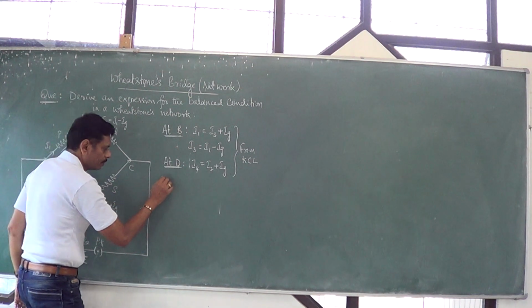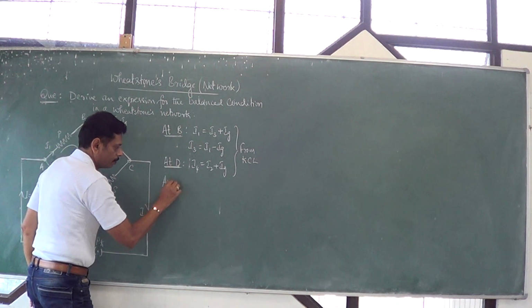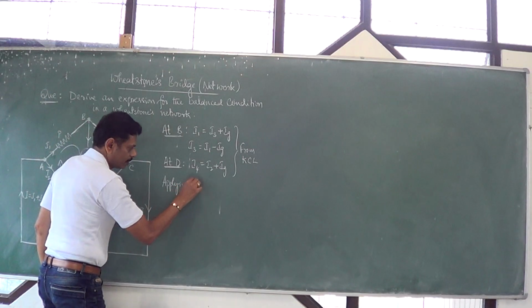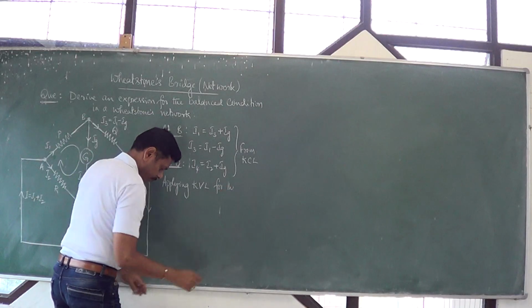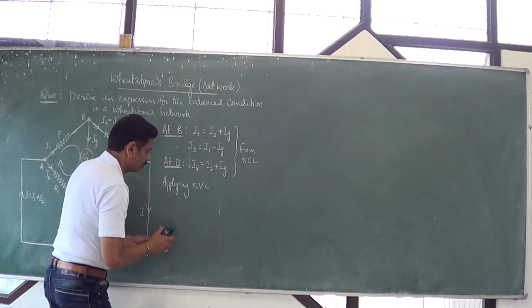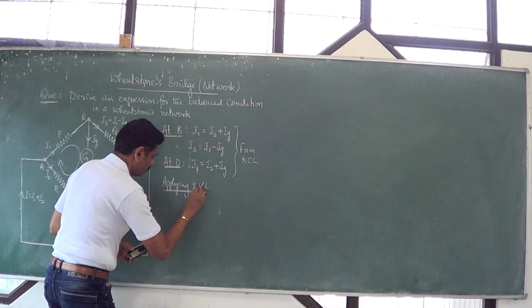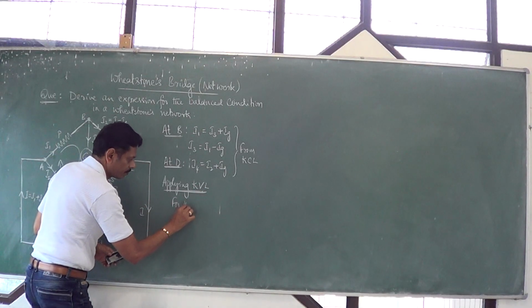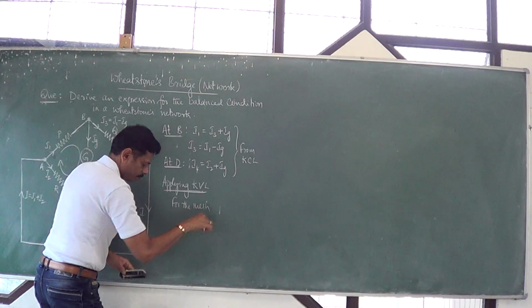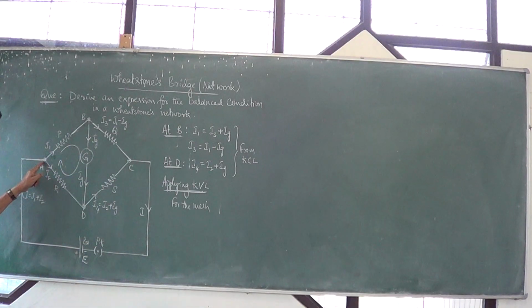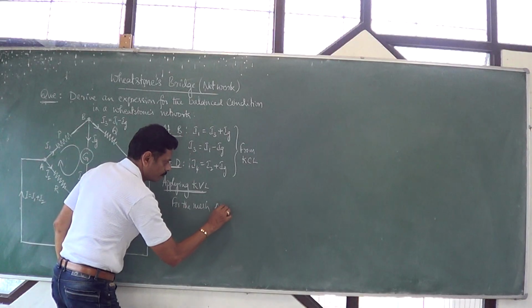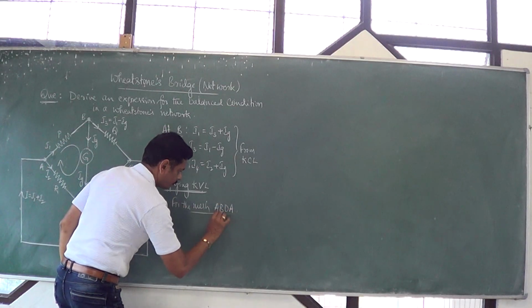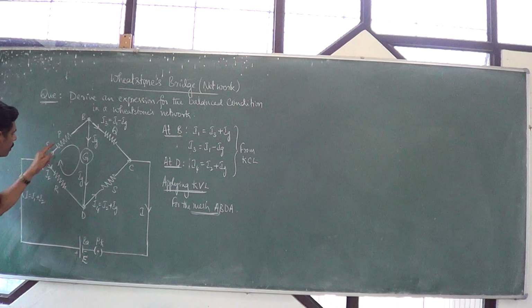So I will apply KVL. One by one, let us consider. Applying KVL for the mesh, I will take one mesh here, A, B, D, A. This is a mesh, the A, B, D, A mesh.